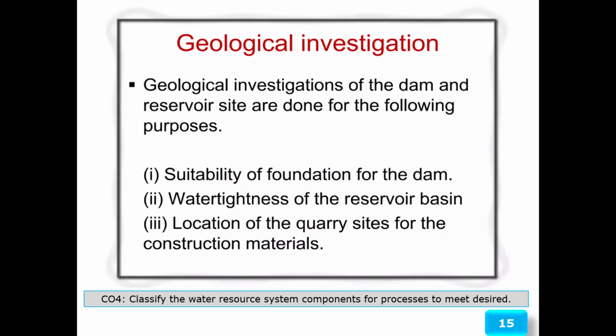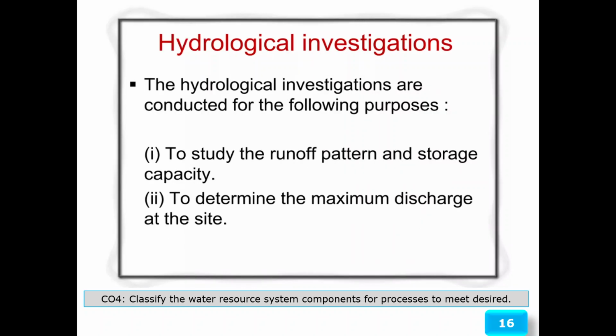Geological investigation. Geological investigations of the dam and reservoir site are done for the following purposes: the suitability of foundation for the dam, water tightness of the reservoir basin, and location of quarry sites for the construction materials. Hydrological investigation. The hydrological investigations are conducted for the following purposes: to study the runoff pattern and storage capacity, and to determine the maximum discharge at the site.